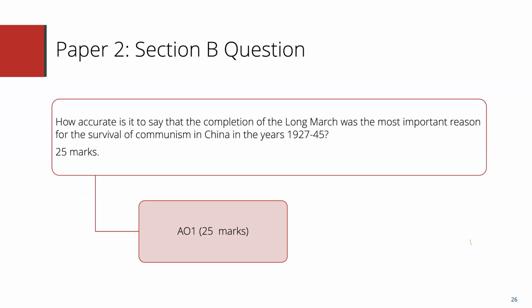So the question was, how accurate is it to say that the completion of the Long March was the most important reason for the survival of communism in China in the years 27 to 45, 25 marks? This is fully Year 1, just candidates providing evidence, providing different reasons, and then coming on to that point of how accurate is it? So is the completion of the Long March an important reason? What other reasons are there?